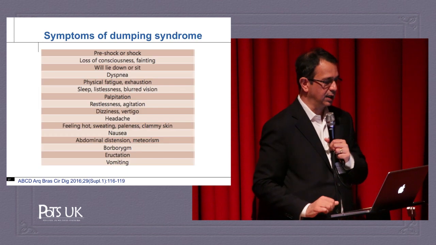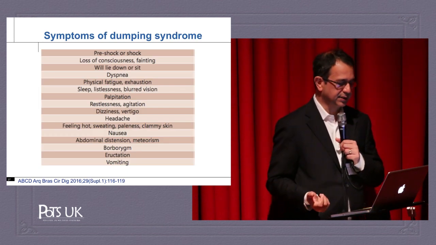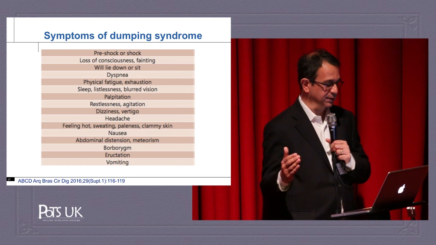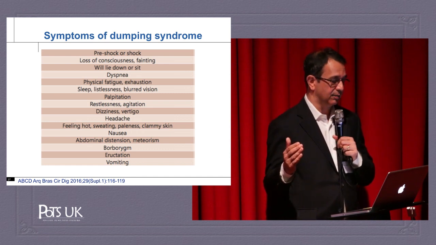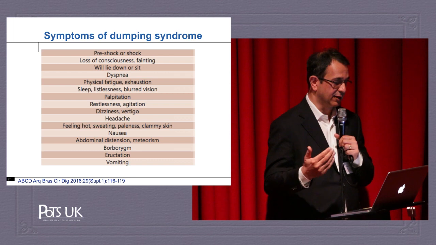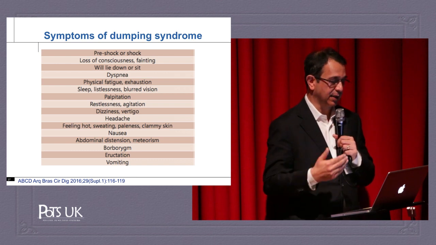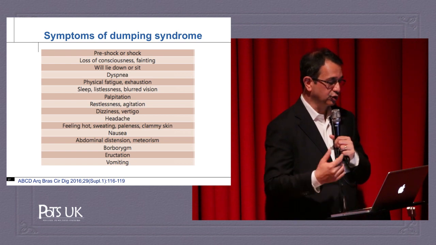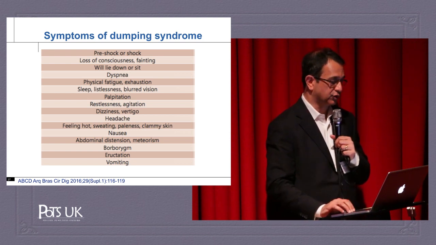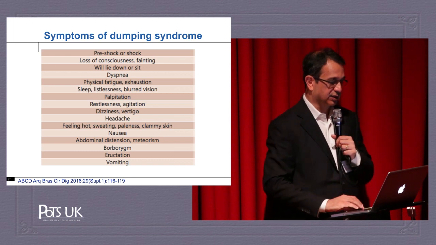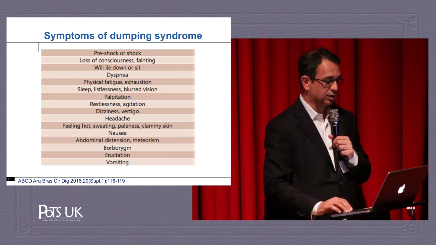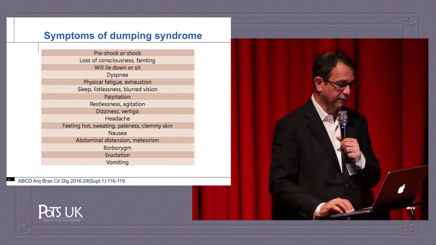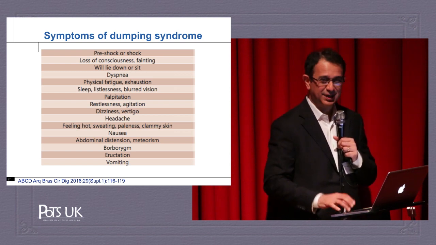And again, just to emphasize the whole range of symptoms that you can actually get, pre-shock and shock has been identified in some patients at the more severe end of the spectrum, loss of consciousness, fainting, wanting to lie down, shortness of breath, physical exhaustion, sleepiness and listlessness, blurred vision, palpitations, etc., etc. And then lower down you start to see the symptoms of nausea, distension, meteorism, borborygmi, irritation, vomiting, etc. So pretty devastating, really.